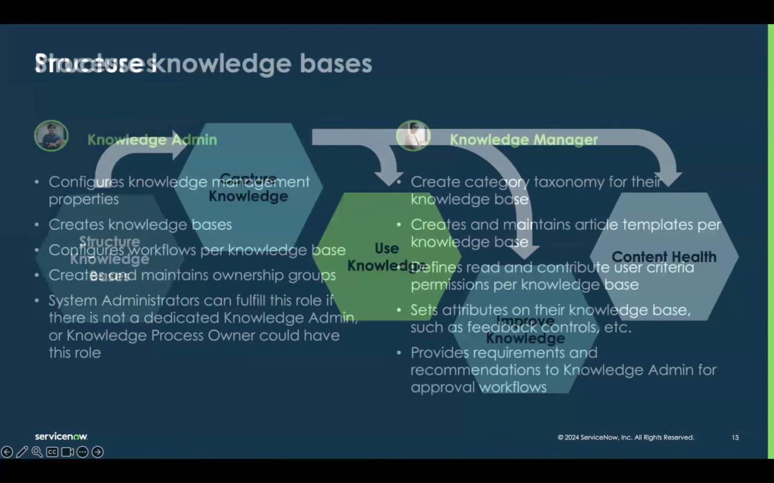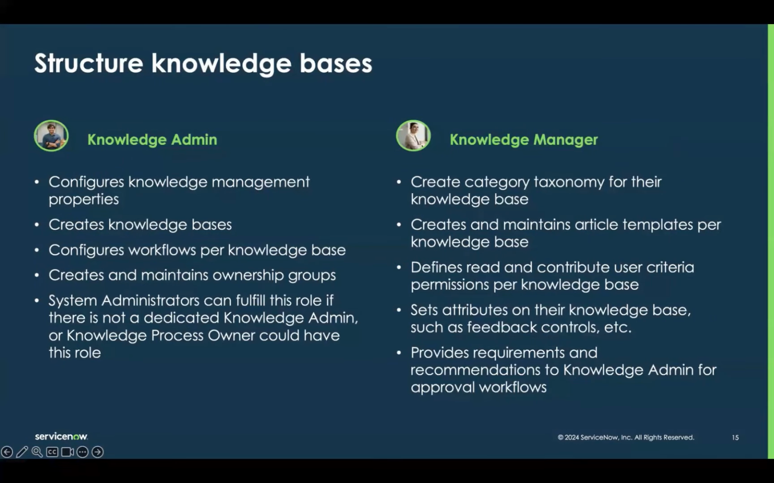But let's go ahead and get into structuring our knowledge bases and the roles that align with that. So you have your knowledge admin, right? This is a person who can set those configuration properties. They can create knowledge bases. So there is a request item for that. So this could be, again, the system admin, or it could be a dedicated person or the process owner. They can configure workflows in conjunction with requirements from your knowledge manager, and they can create and maintain those ownership groups. So there's a request item for that. There's a workflow that happens on the back end for the ownership group, so it isn't solely a manual process of them going in and doing it. We do have features in place for that.